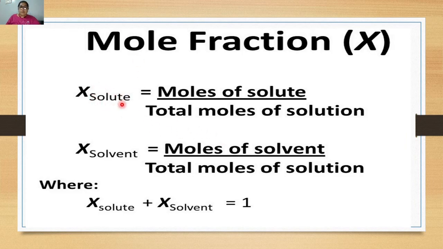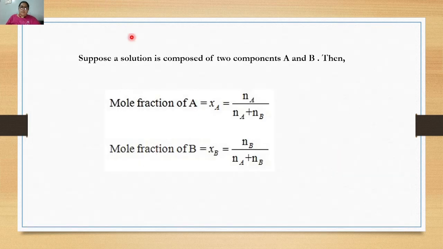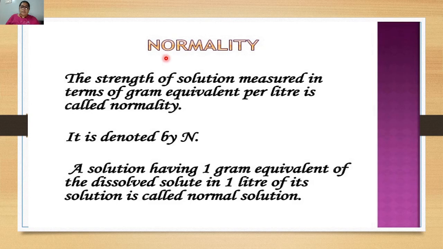So, if we have to calculate the mole fraction of solute, then it is moles of solute divided by moles of solution. And mole fraction of solvent is moles of solvent divided by moles of solution, and their sum is equal to 1. So, suppose a solution is composed of two components A and B, then mole fraction of A is number of moles of A divided by the number of moles of A plus number of moles of B, and mole fraction of B is equal to number of moles of B divided by number of moles of A plus number of moles of B.